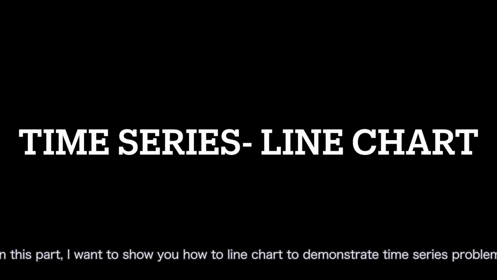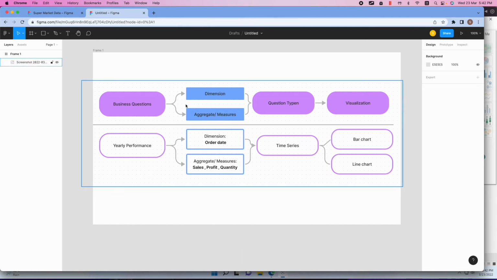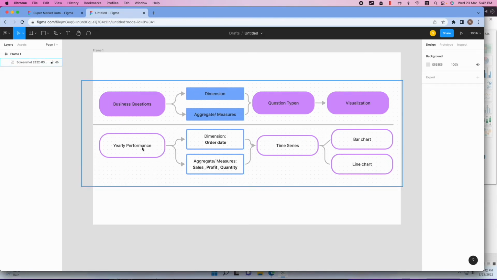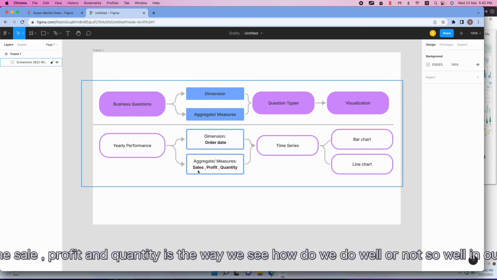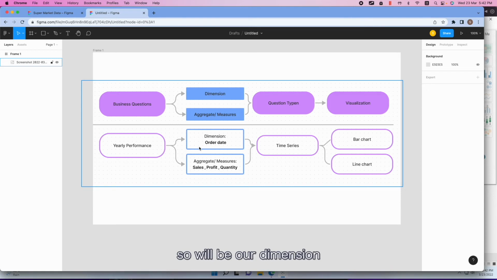In this part, I want to show you how to use a line chart to demonstrate a time series problem. I want to take a look at our yearly performance. And then, what does yearly performance mean in data language? Performance is the thing we want to measure. So the sales, profit, and quantity are the way we see how well we do in our business. And then yearly is the way we want to slice those data, so it will be our dimension. And this is a time series question.